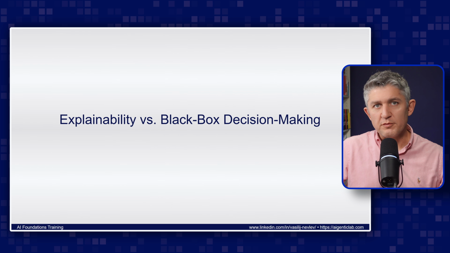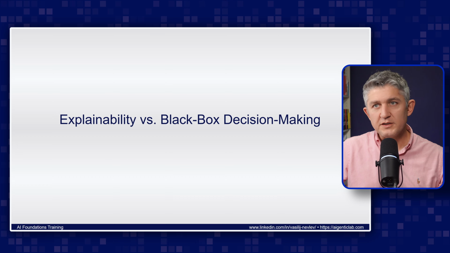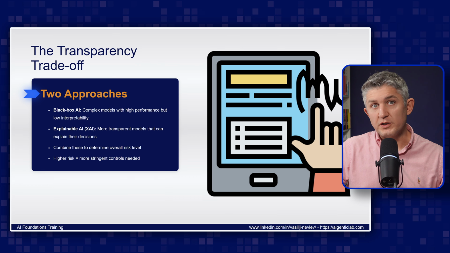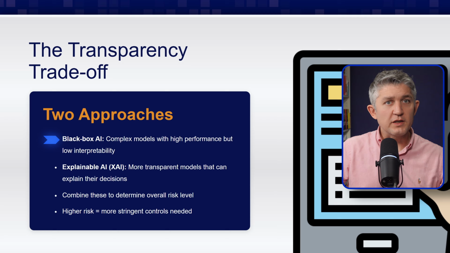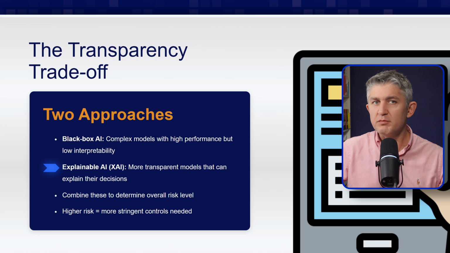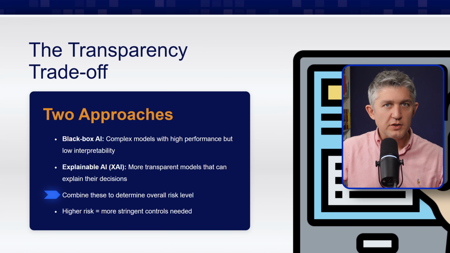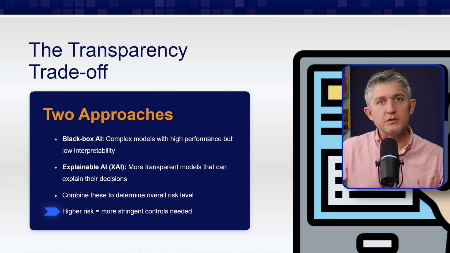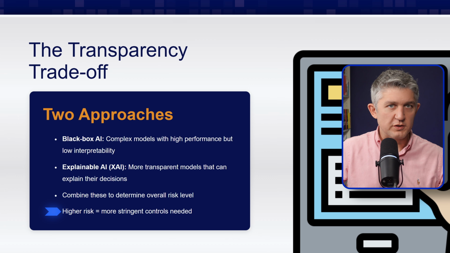Another trade-off is performance versus transparency. Let's unpack that. There are two general approaches: a black box AI, which is complex, high-performing, and low interpretability, and explainable AI, more transparent, easier to justify, but often doesn't perform as well. Match the approach to the risk level. Higher risk means more stringent controls and more explainability.